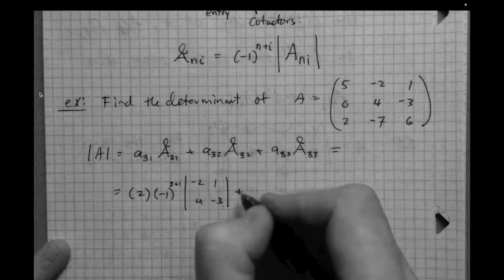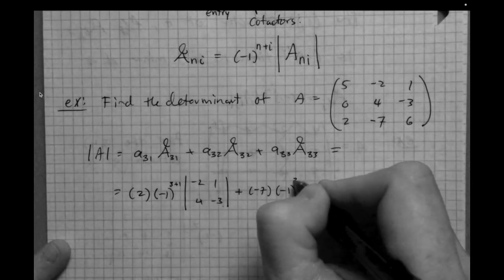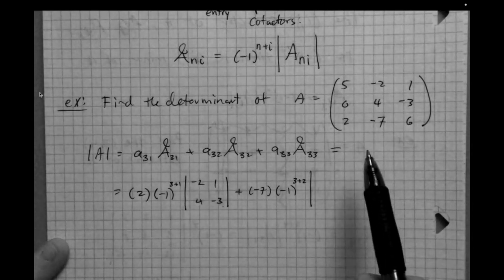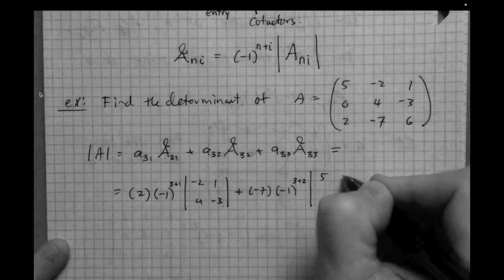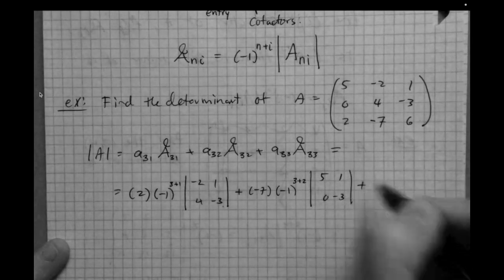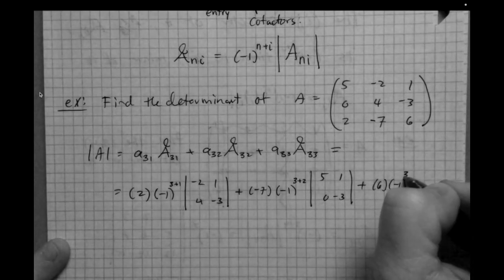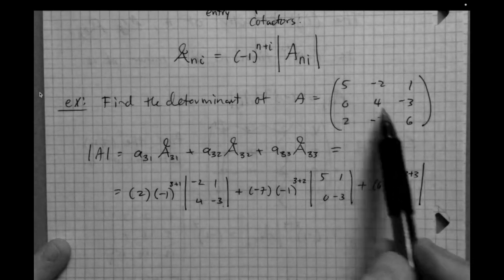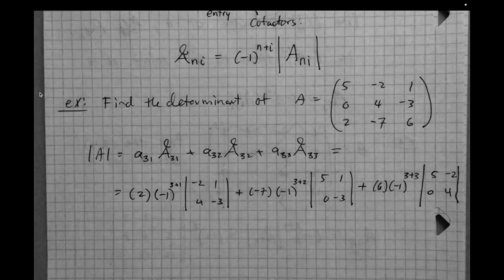Okay, that's this one. Plus, and then a_32 is -7, times -1 to the 3 plus 2 power. And then that submatrix is going to be 5, 1, 0, -3. Okay, and then plus the a_33 entry, which is 6, times -1 to the 3 plus 3 power. And then that submatrix will be 5, -2, 0, 4. Okay, so that's the setup.